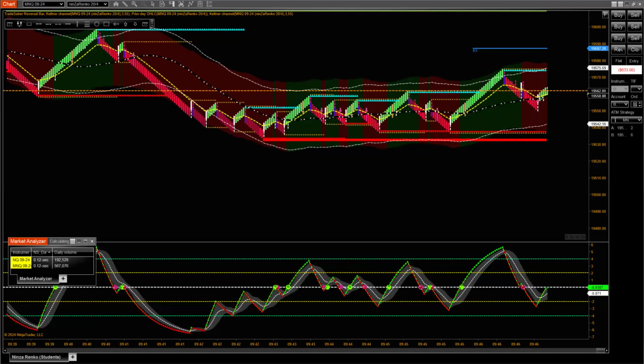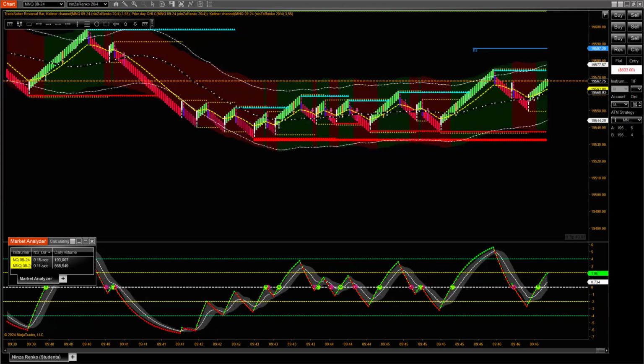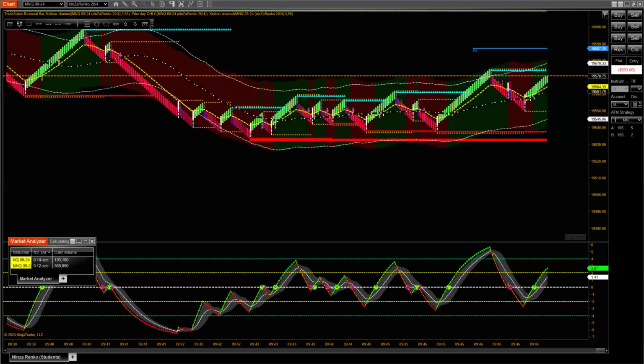Where am I at here? 633. I'm just gonna wait. It's getting chopped out. So I already tried to take those trades. They want to follow through, so I'm gonna wait. Let's see, around 10. I'd wait until 10:30.